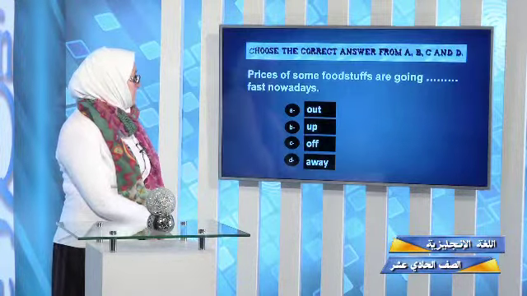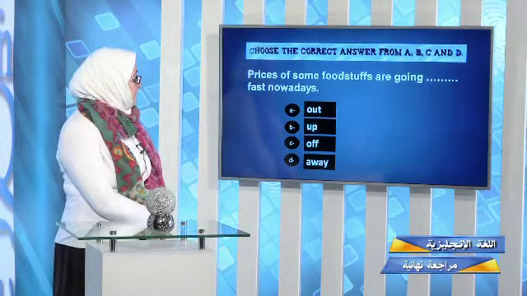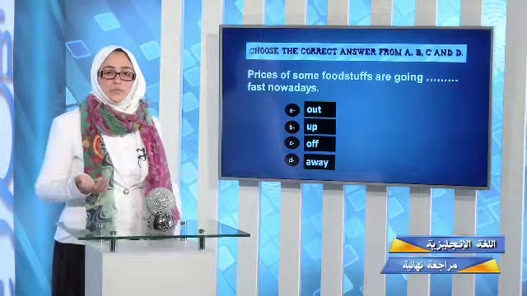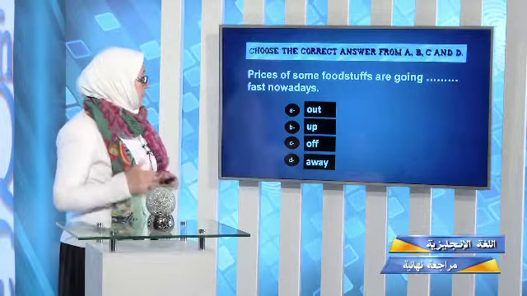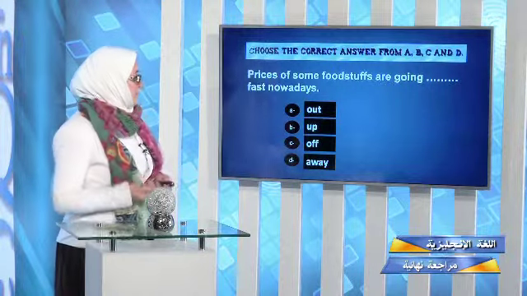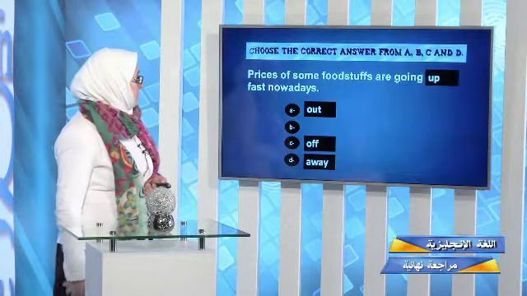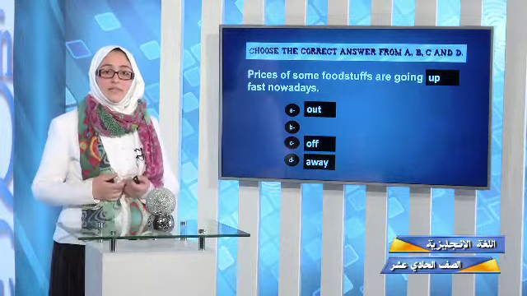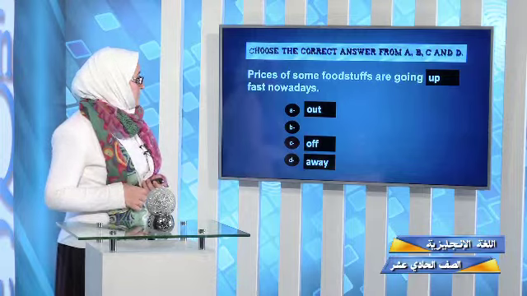Next sentence, prices of some foodstuffs are going blank fast nowadays. So what is happening to the prices these days? Are they going up? Are they going down? What's happening to them? So the answer, of course, is up. Prices of some foodstuffs are going up, or another way to understand this is the prices are increasing nowadays.